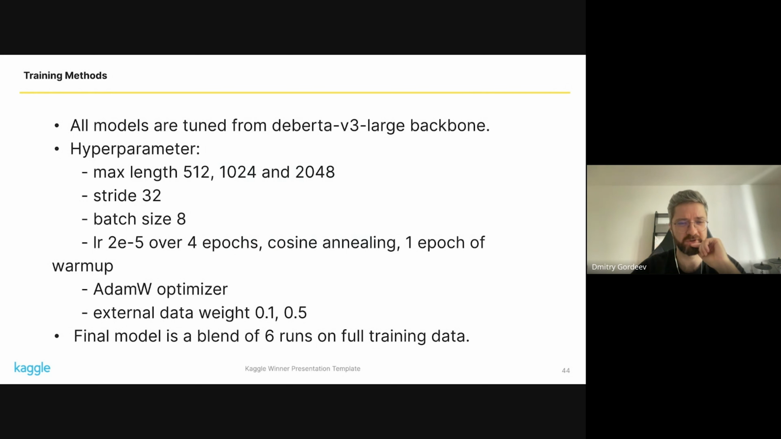So to further compensate for that, I tried playing with the parameters in the bag of the models. So the final one, the one that got me the second place, had a certain variation with different max length, with different external data weight, and it was surprisingly just 6 runs. Though I had enough runtime to fit more.